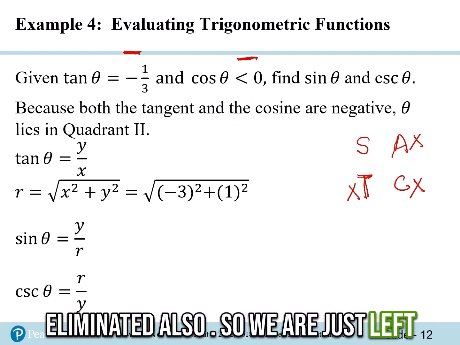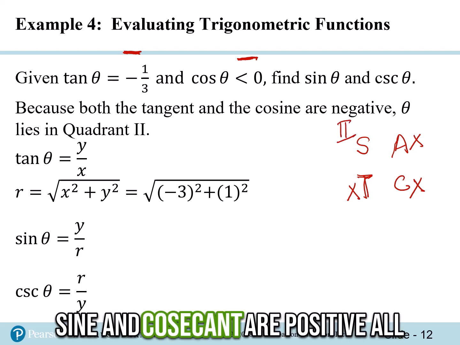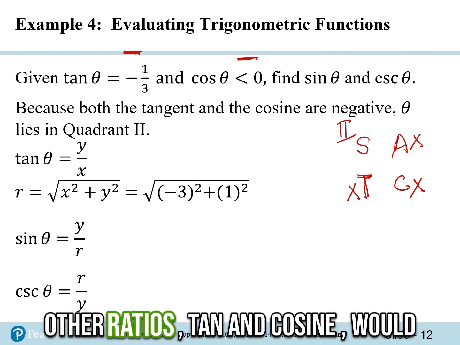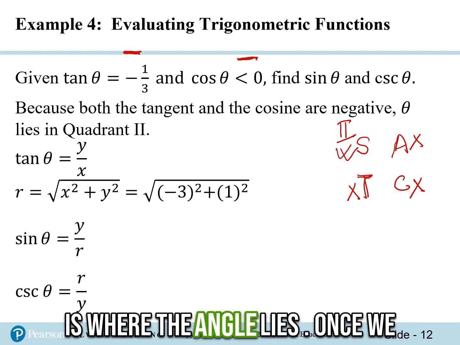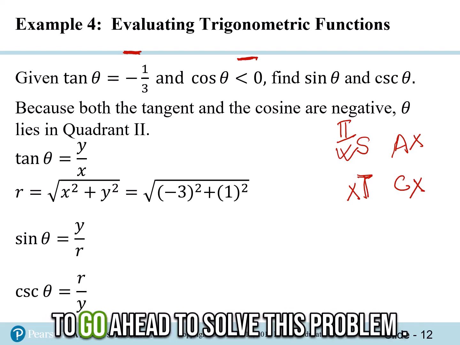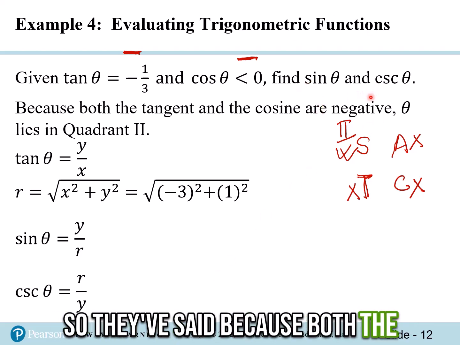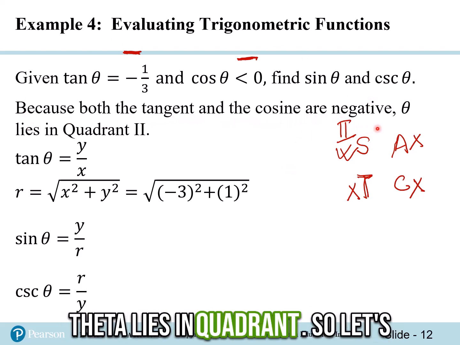So we are just left with the second quadrant where sine and cosecant are positive. All other ratios, tan and cosine, would be negative. So the second quadrant is where the angle lies. Once we have established that, we are going to go ahead to solve this problem. So they've said because both the tangent and cosine are negative, theta lies in quadrant 2.